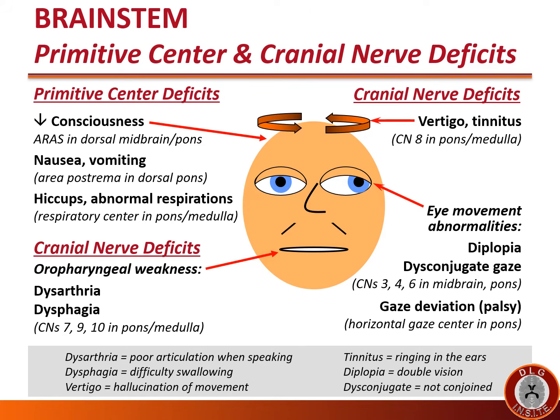And you can have a gaze deviation, much like you can in the frontal lobe, but unlike the frontal lobe lesions, the gaze deviation in a brainstem lesion results in a palsy, meaning the eyes cannot move with Doll's eye maneuver, cannot move with any other strong maneuver, such as cold water calorics. This is due to involvement of the horizontal gaze center in the pons.